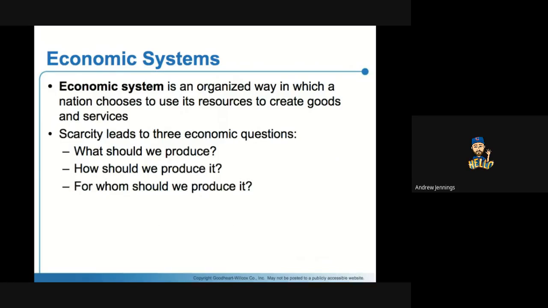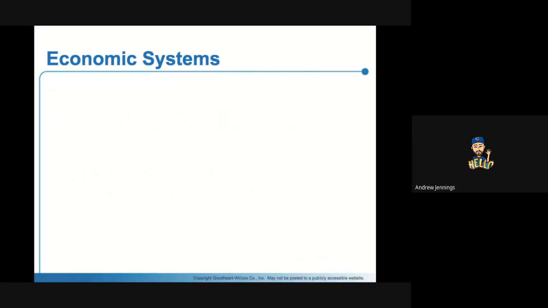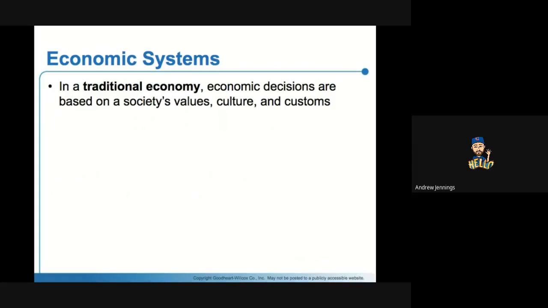Okay, and these 3 questions are: what should we produce? How should we produce it? And then for whom should we produce it? Okay, those are the 3 economic questions that nations are dealing with, and their economic systems help them decide how to answer those questions. So the first one is going to be a traditional economy.